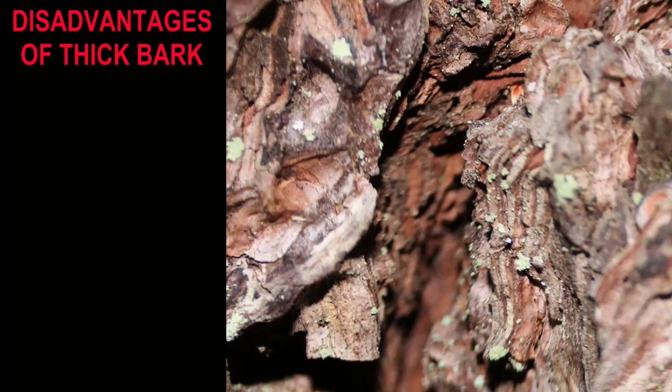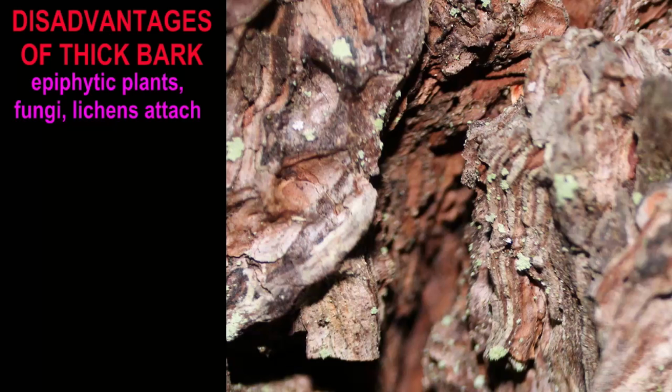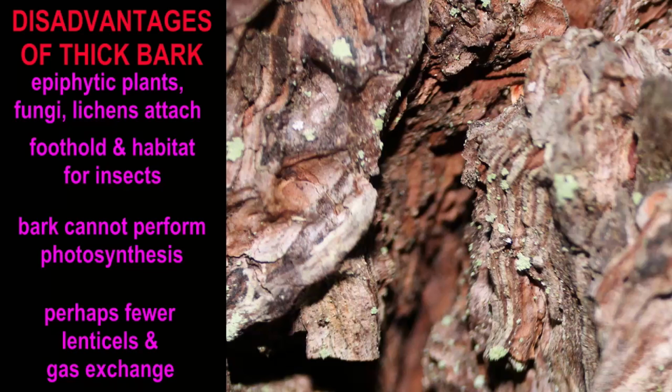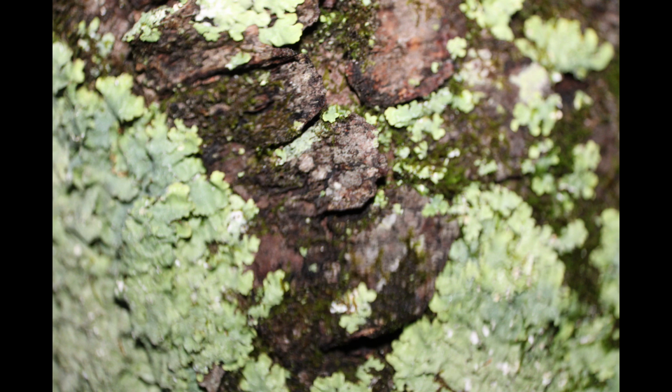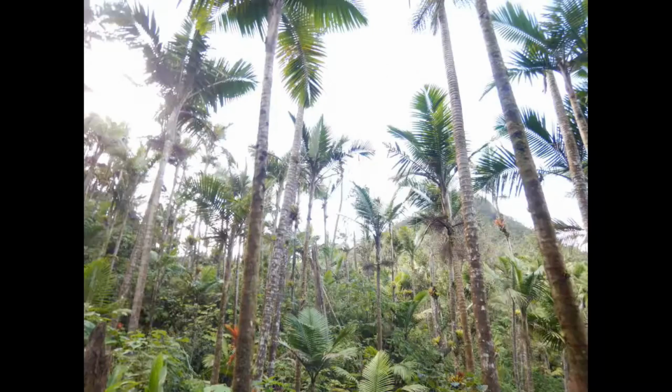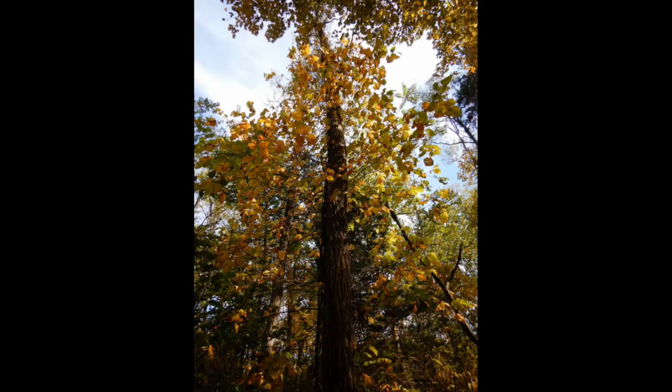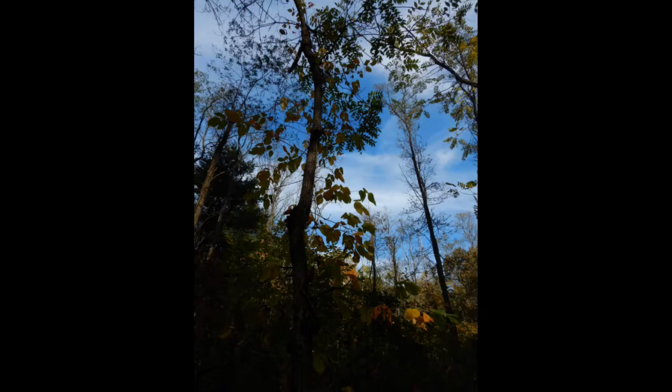Thick bark also has disadvantages. It makes it easier for things to attach to the trees, which might at a certain point produce such a weight that it would cause branches to break or block photosynthesis. It would provide footholds for insects to move and habitat for insects to hide, which might then encourage their infection of the tree. Thick bark cannot perform photosynthesis, so this might limit the energy that trees can generate. And it is harder for lenticels, which are present in thick bark, to perform gas exchange. There are often fewer of them.